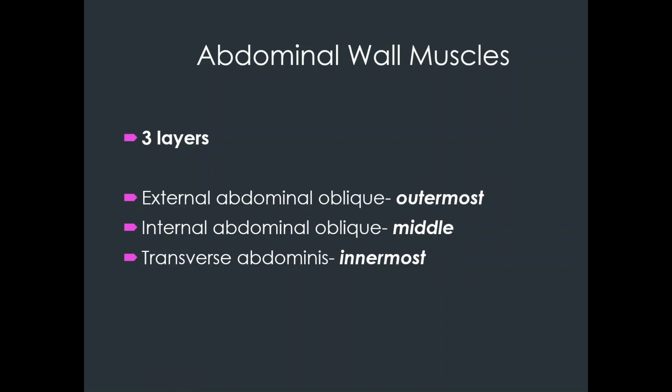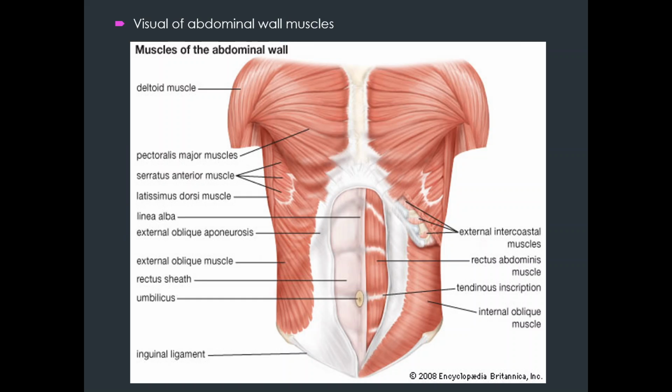The abdominal wall muscles have three layers: external abdominal oblique, the outermost; internal abdominal oblique, found in the middle; and your transverse abdominis, innermost. In this illustration, you can find the three: the outermost, external oblique; internal oblique in the middle; and then your transverse abdominis innermost. I'm sure you have tackled this in your anatomy class, so let's skip to the next slide.